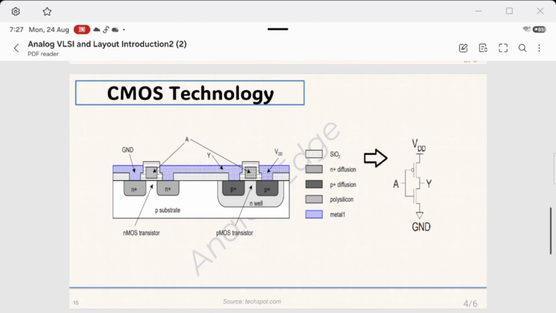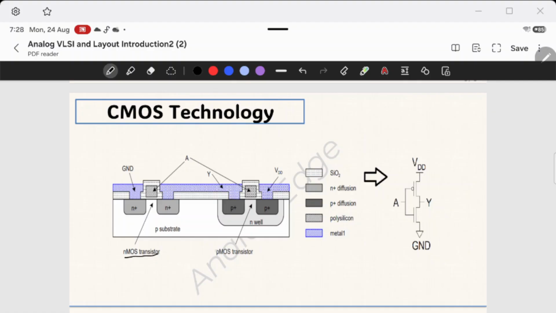So you can see here, this is our NMOS transistor, and this is our PMOS transistor built in an N well. And you can see both drains are connected using metal one. So the metal one is connected with the drain of NMOS and drain of PMOS. And this P plus diffusion and N plus diffusion are for PMOS and NMOS. This is the oxide layer. So this is built in a single substrate. So this is how typical CMOS technology looks like, where we can build both NMOS and PMOS.